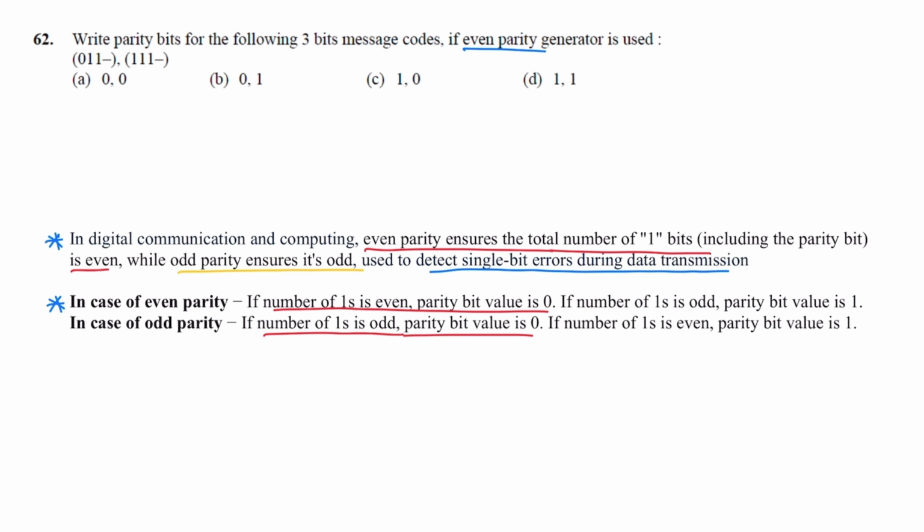So given 011, 011, and we need to write the parity bit. Here in the question it has been asked even parity, so the total number of ones should be even. So it will be 0. Next is 111, and the parity bit we need to write. Here the total number of ones is odd. To make it even, we need to write 1. So the total number of ones is even in both cases. So the correct option is 0, 1. It is B.